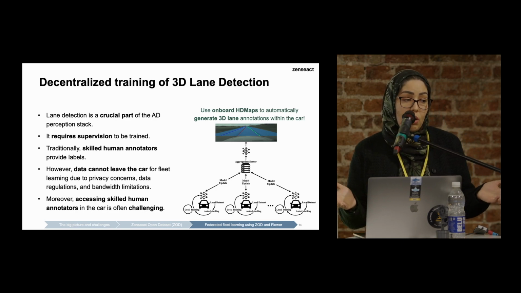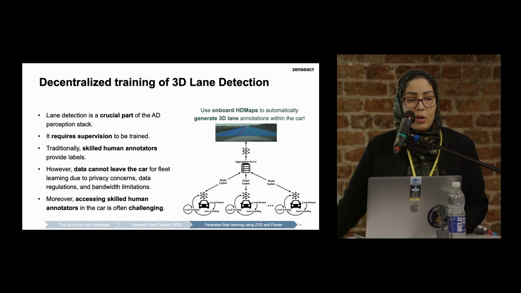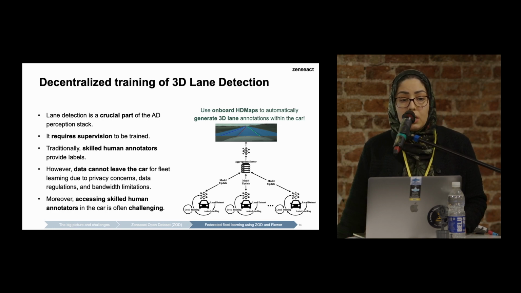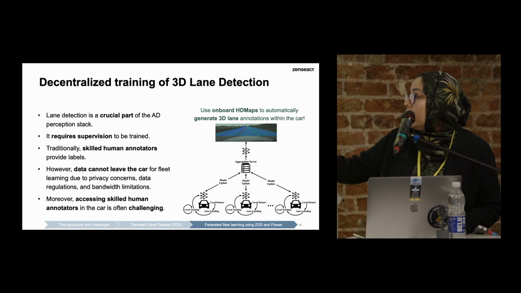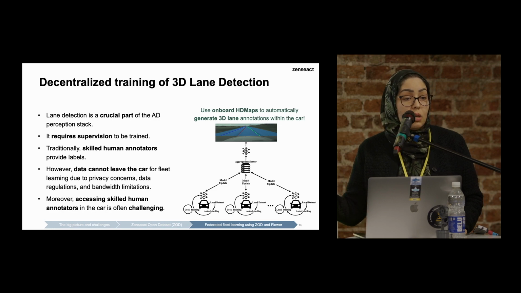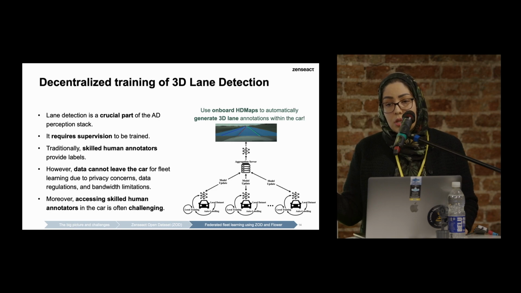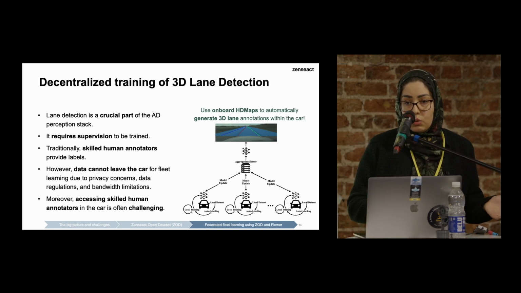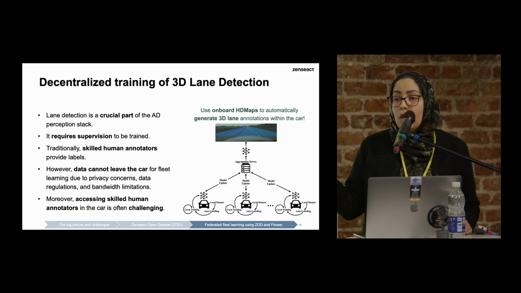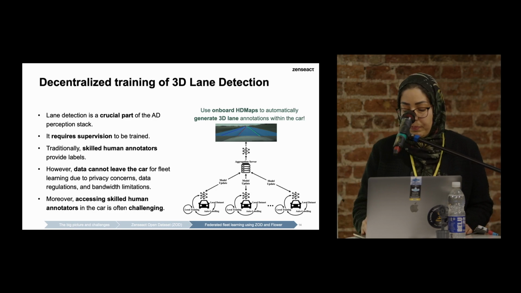Data cannot leave the car in that case, like our customer car, due to reasons that we are all familiar with: privacy, regulations, and bandwidth limitation in our case as well. The other challenge is that accessing skilled human annotators in the car is also challenging. So one potential enabler could be that we use other sensors in the car, such as high-definition maps that contain detailed information, to label the data and create 3D lane labels.